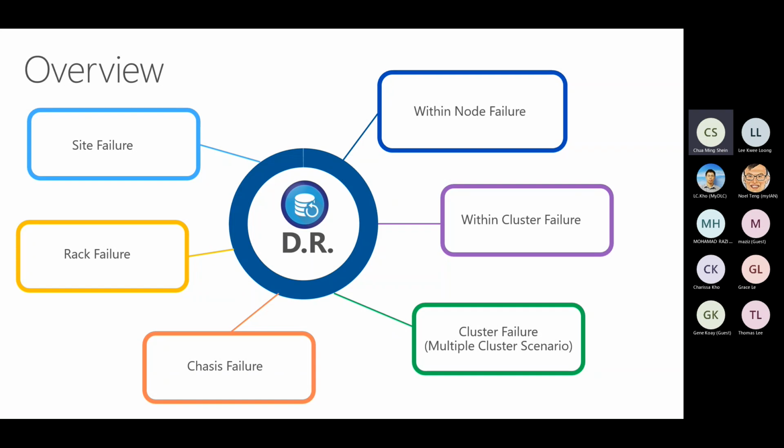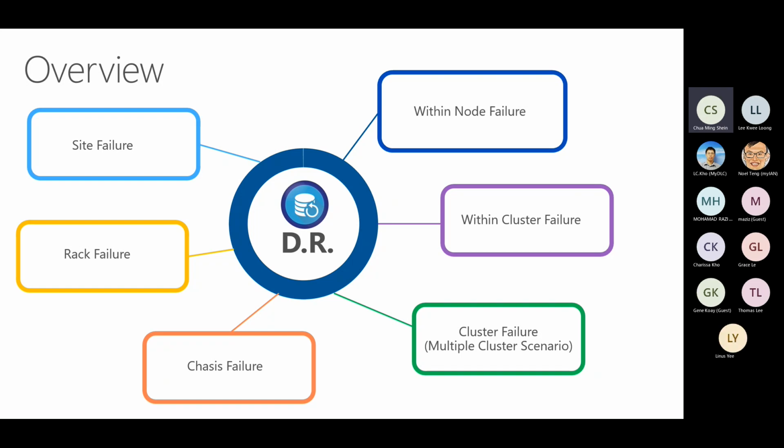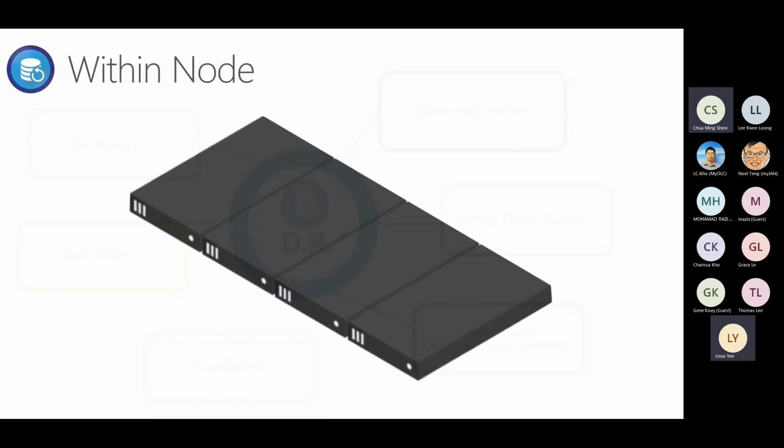Then we come to the rack failure. Rack is the server rack in the data center. And the last is site failure. Site failure means the entire data center, your infrastructure site, goes down. So this is the overview. Let's take a look.